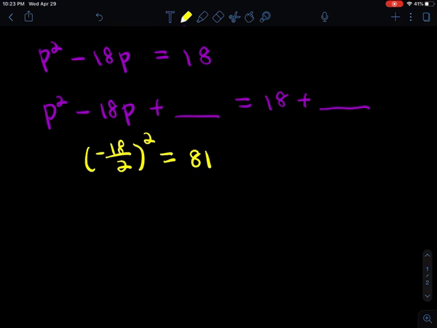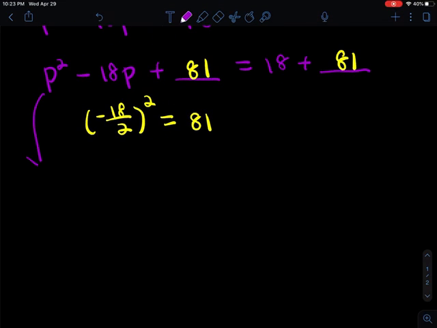Squared is 81. So let's add 81 to the left-hand side, but we can't just randomly add 81 to one side. Whatever we do, we have to do to both sides. So let's do it to the right-hand side as well. And then what I get is, now on the left-hand side, I can factor this, right? This is actually p minus 9 times p minus 9.